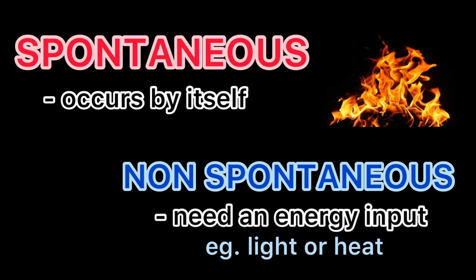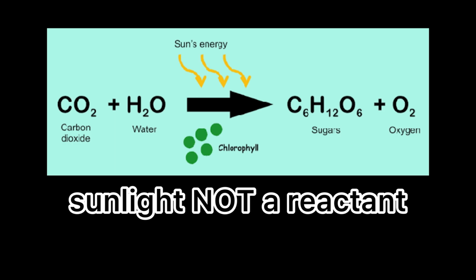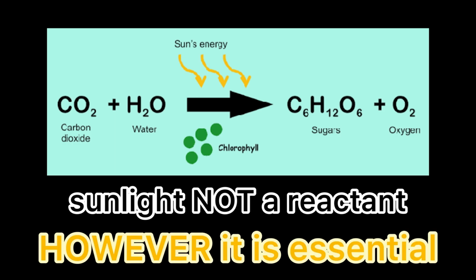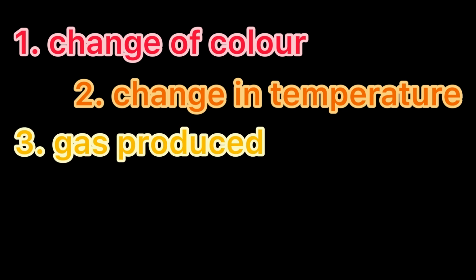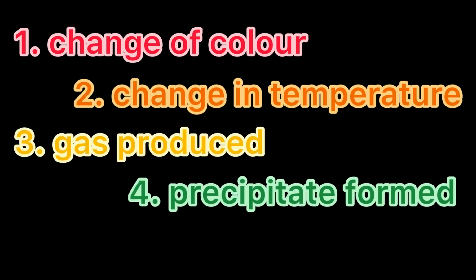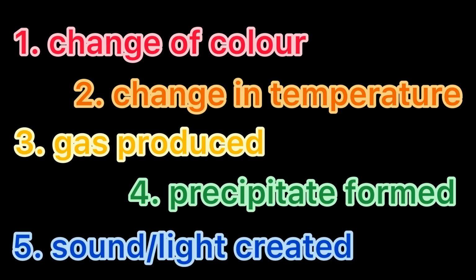An example of a non-spontaneous reaction is photosynthesis, and within this, sunlight is not one of the reactants. However, it is still essential for the reaction to take place. So now we know what a chemical reaction is. How do we know if one has occurred? Some physical indicators of chemical reactions include a change of colour, a change in temperature, the production of a gas, when a solid or precipitate is formed, and finally when sound or light is created.